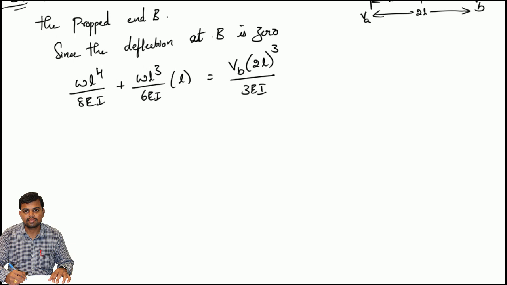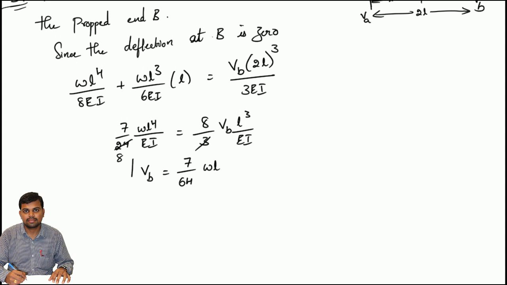Upward deflection equals downward deflection. From this I am solving and I will get 7 by 24 WL power 4 by EI equal to 8 by 3 VB into L cube by EI. If you solve this, you will get VB equal to 7 by 64 WL. This will be the vertical reaction at B.